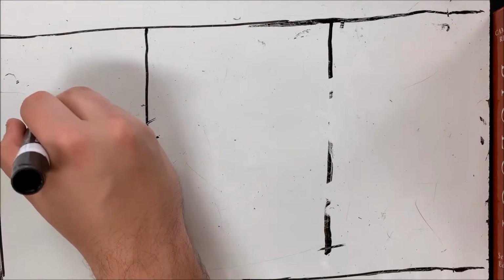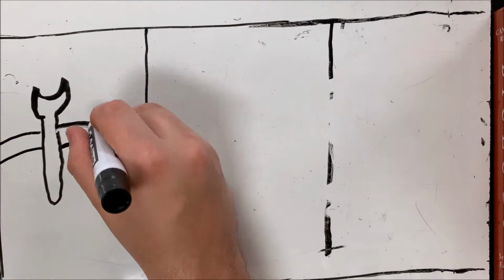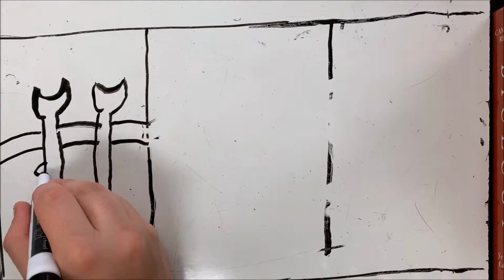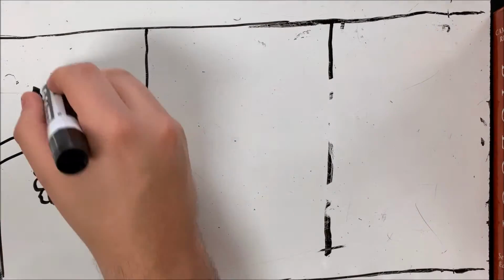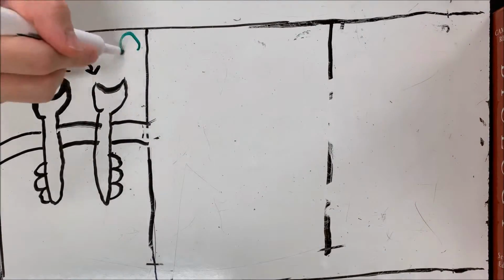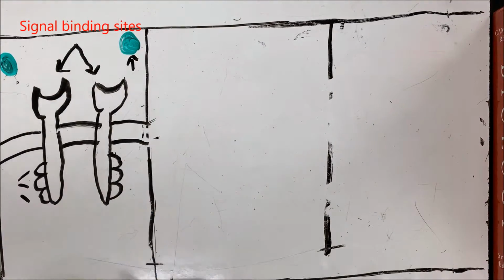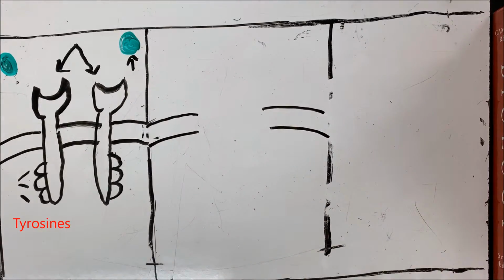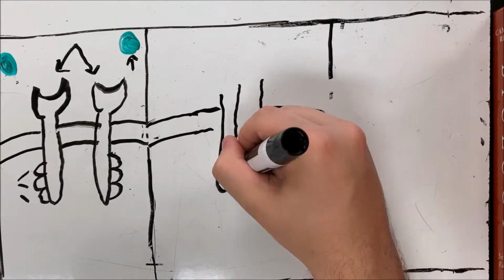Finally, we have tyrosine kinase receptors. A single tyrosine kinase receptor involves two transmembrane proteins which have some tyrosines on their inner membrane sides. Once ligands attach to the signal binding sites, the two transmembrane proteins dimerize, or come together.